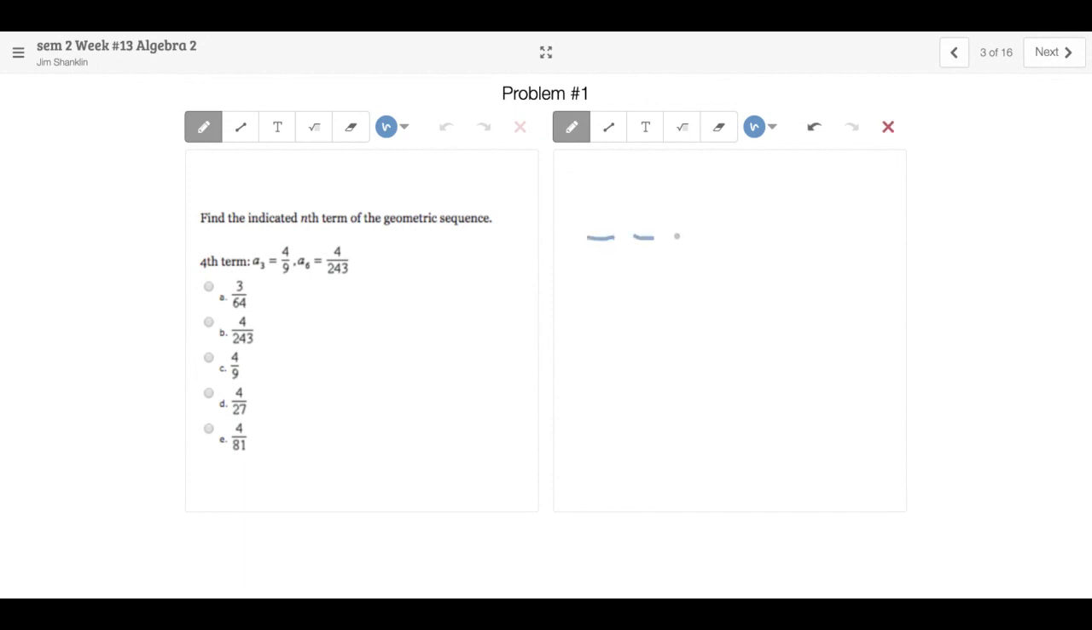This is how I would set this problem up. 1, 2, 3, 4, 5, 6. a sub 3 is 4/9. a sub 6, so that's 4, 5, 6, is 4/243. Okay. So there's a gap in there. And when there's a gap in there, it makes it a whole lot harder to do.